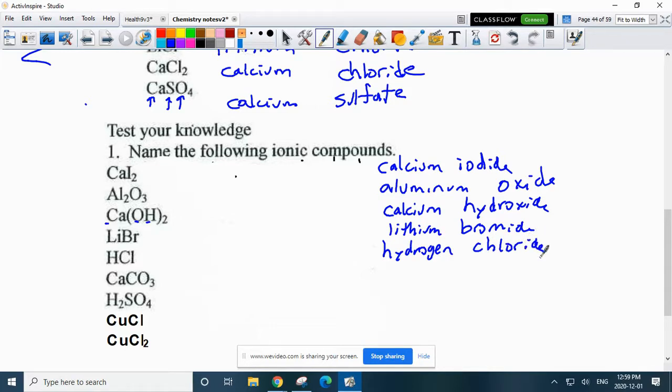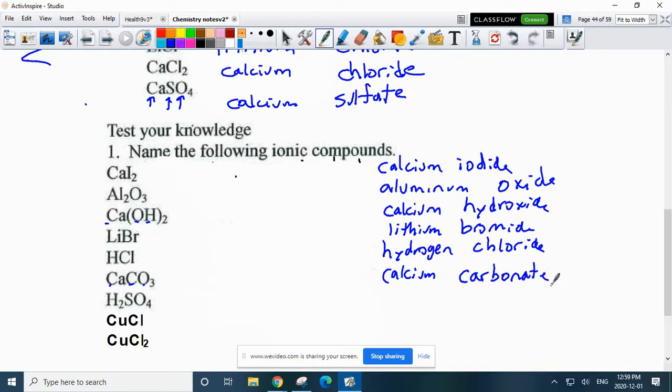Ca, oh look, 3 capitals, 1, 2, 3. So the front side is calcium. I'm going to go to my little complex chart, the table on top of the table, and CO3 is in the first column, third from the bottom, it says carbonate. Carbonate.